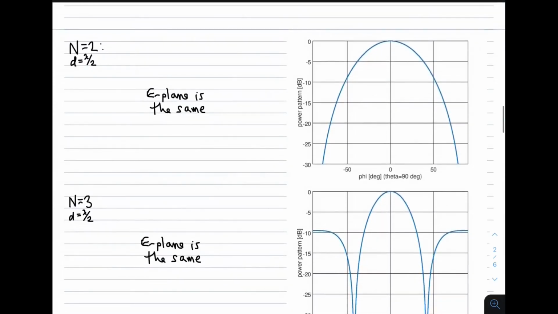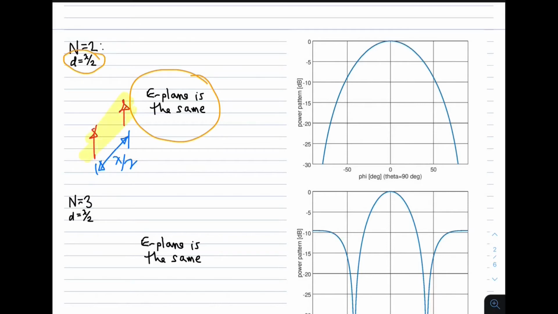If we go to n equals 2, the E-plane is going to be the same. Nothing is going to change in the E-plane. Doesn't matter how many elements we have, there's no reason to expect that the normalized power pattern will change. That's not saying anything about the directivity. We're just plotting power patterns at the moment.